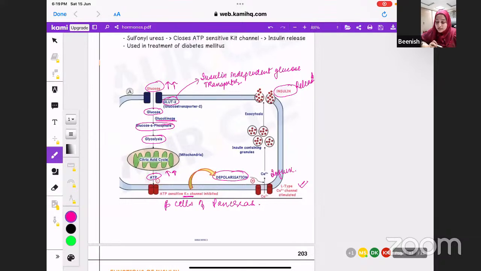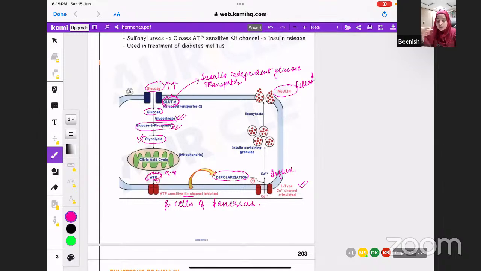See, I'll repeat this once again. When there is excess glucose, what is going to happen? Glucose is going to enter the beta cells of the pancreas via these GLUT2 transporters. These GLUT2 transporters are insulin independent. Once inside the beta cell, this glucose is going to be acted upon by glucokinase and converted into glucose 6-phosphate. Now this glucose 6-phosphate enters glycolysis and produces ATP.